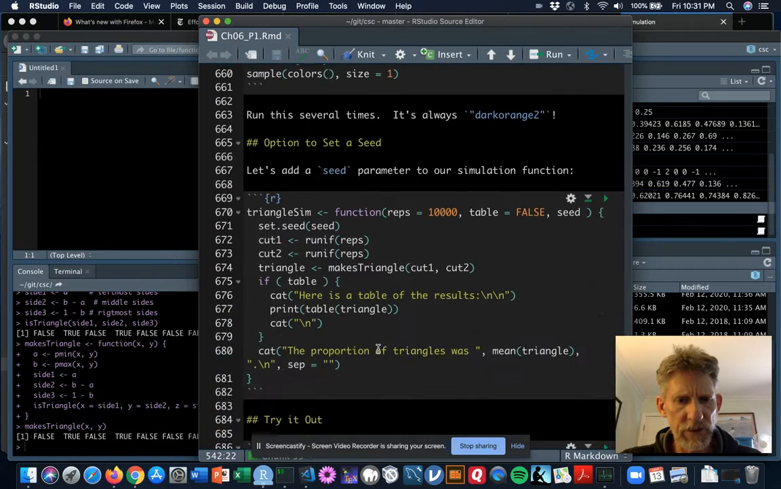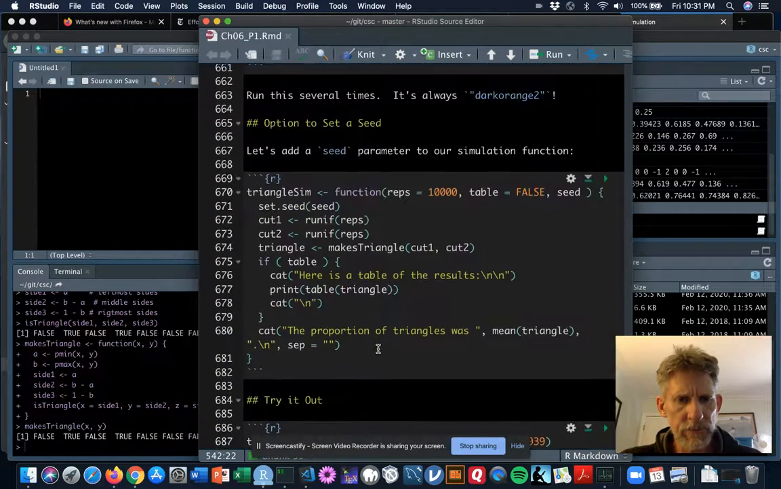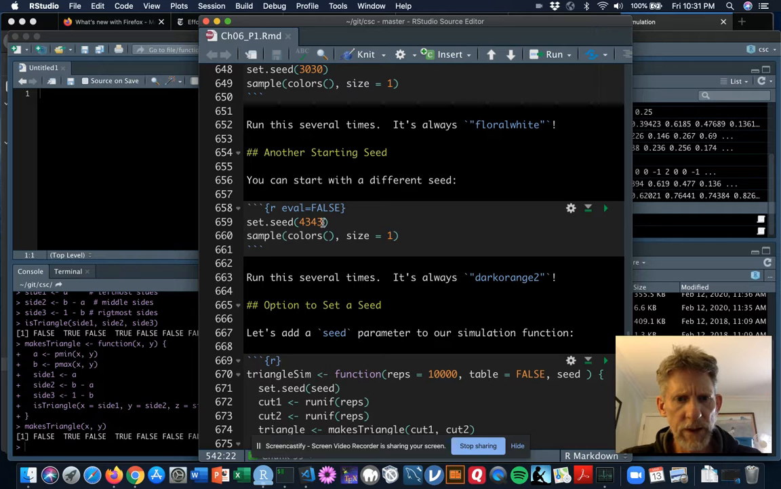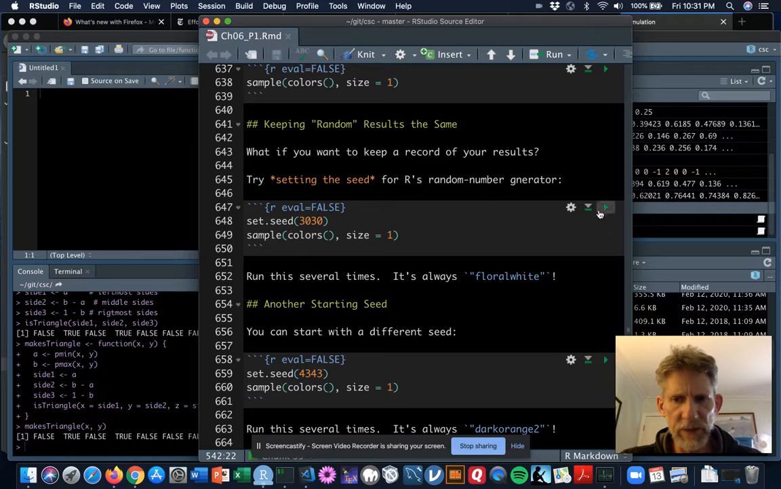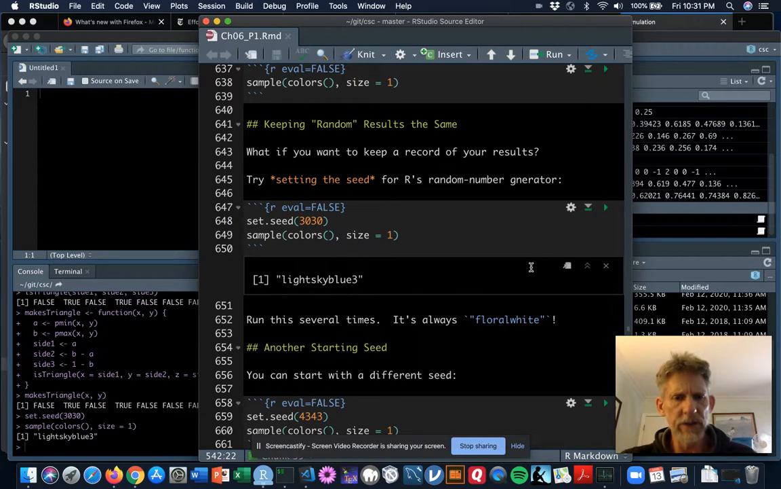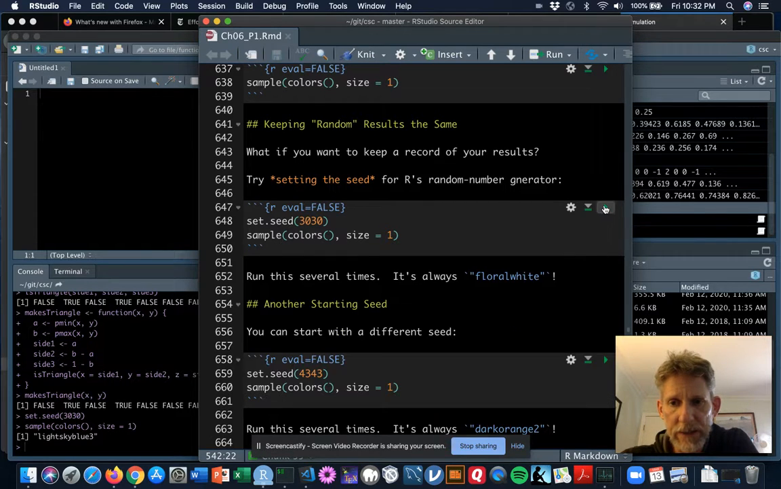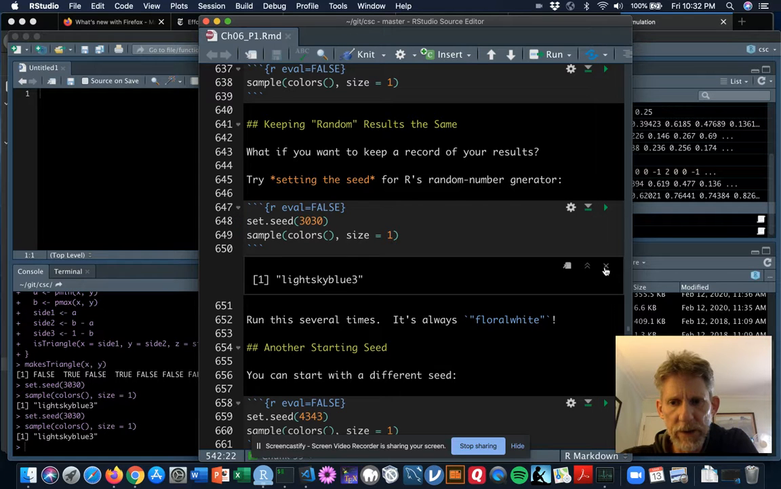So we look for setting a seed. Here we go. So in this particular code chunk, the seed was 3030. And when I tried sampling from colors, I got light sky blue 3. And actually, the slides are a bit out of date. This is a different version of R than when I made those slides. And so you don't get floral white. You're going to get light sky blue 3 every time you try this. Watch, let me try it again. Whoa, see, light sky blue 3.